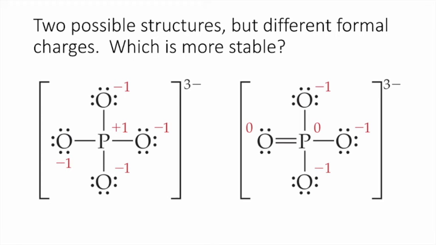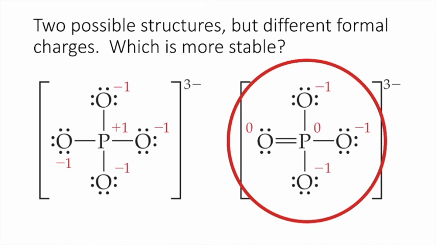Okay, so here are 2 other possible structures. They're more complicated. We need to find out which one is more stable. If we look at the one on the left, we have a lot of +1s, we have a lot of -1s. All 5 atoms in this ion have formal charges that are not 0. Let's look at the one on the right. We see that 2 of our formal charges are 0, and the other 3 are -1. Clearly the one on the right is the one that's going to be the most stable because the overall formal charges are lower than the one on the left.